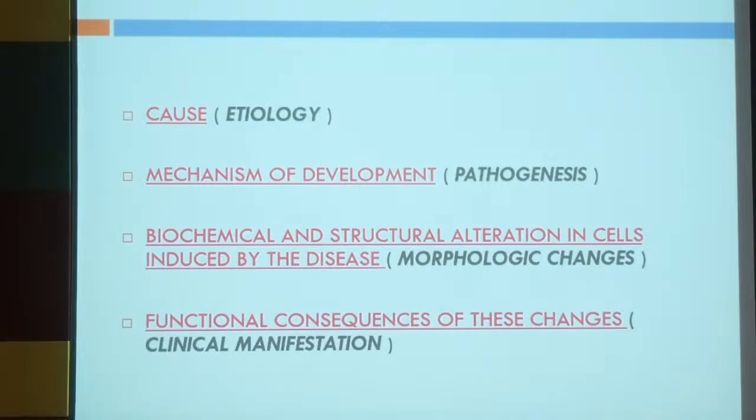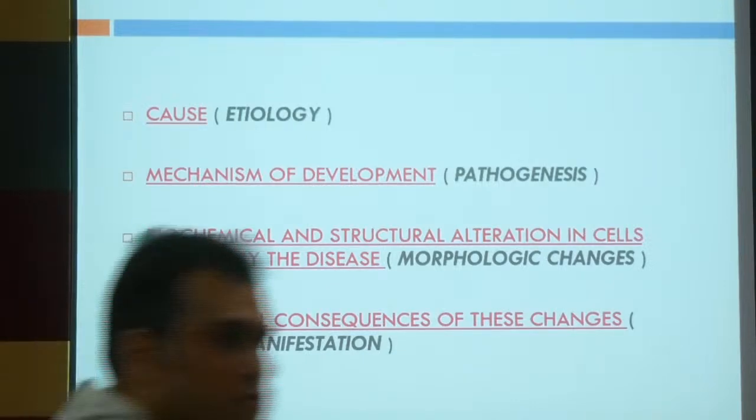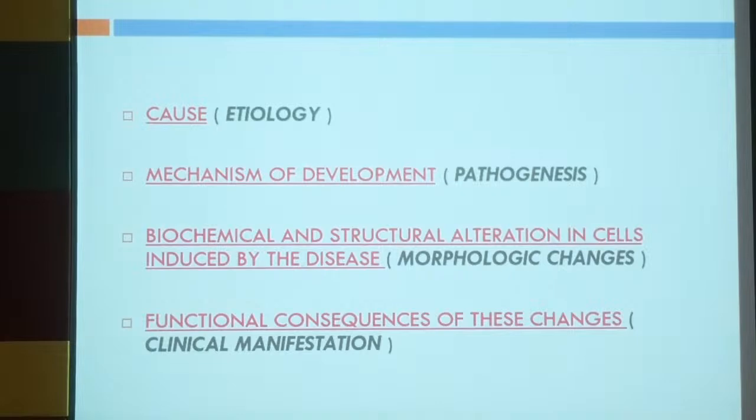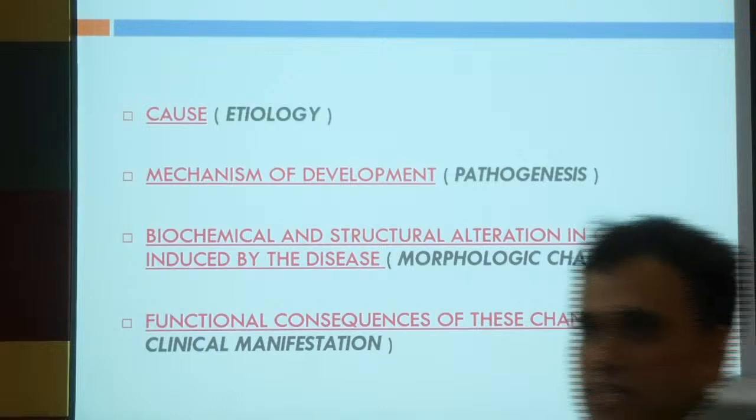Number 3 are the morphological changes. Biochemical and structural alterations in the cells induced by the disease. Biochemical and morphological alteration in the cells induced by the disease. That is called the mechanism of development. That is called the morphologic changes.